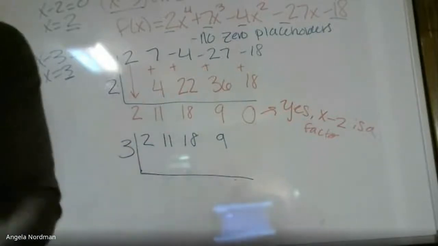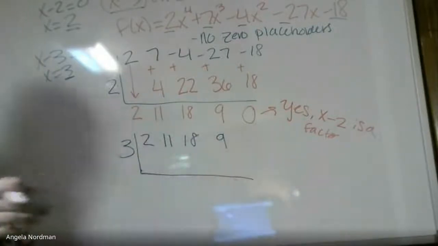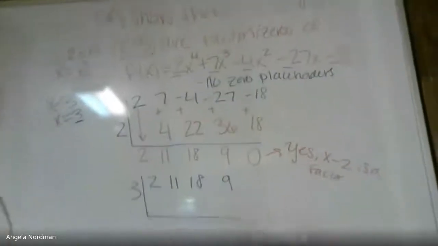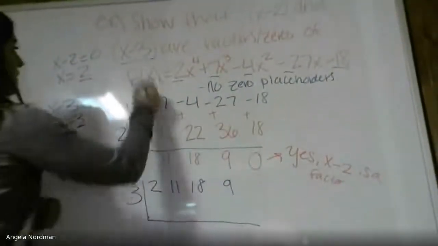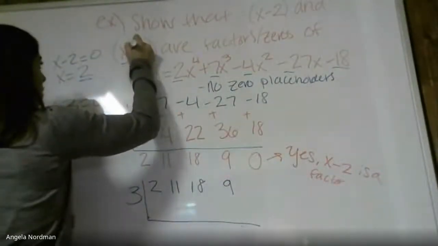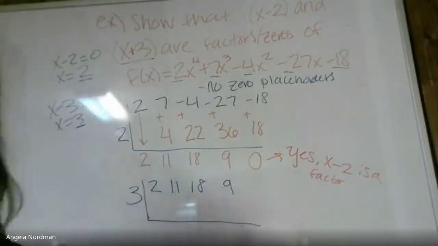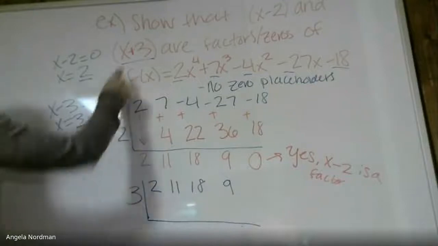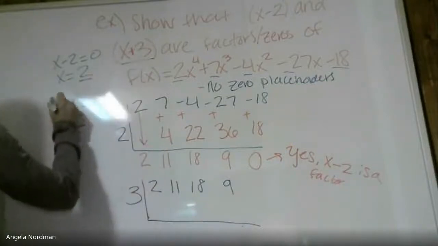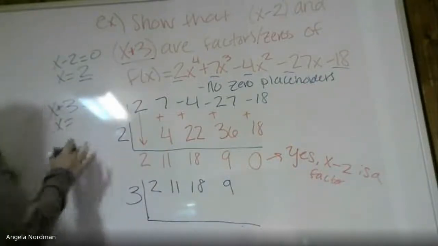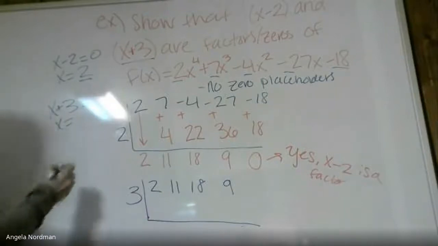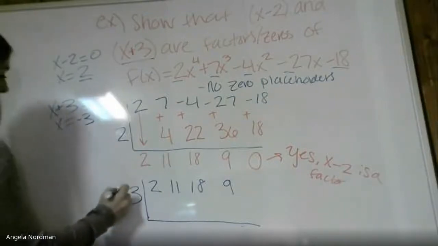Oh, let's make one quick adjustment. I actually wanted to ask you, and this is only going to work out if I tell you this. I wanted to know, is x plus 3 a factor? Okay, so go ahead and change that in your directions. That means that this is x plus 3 equals 0, meaning that x equals negative 3.